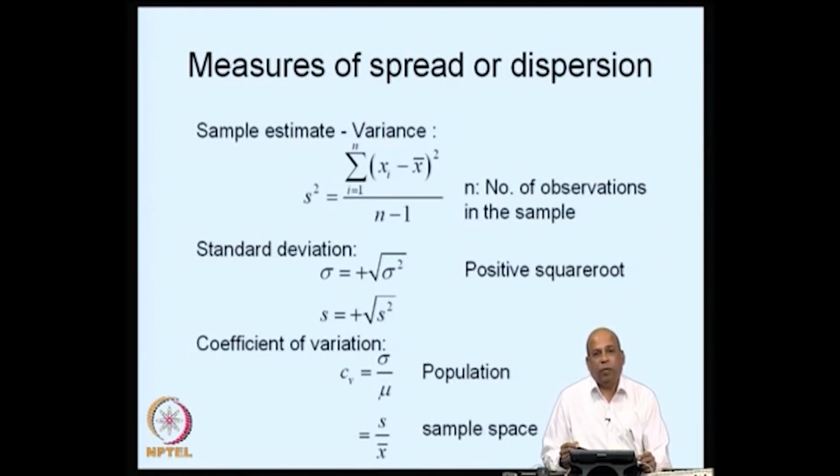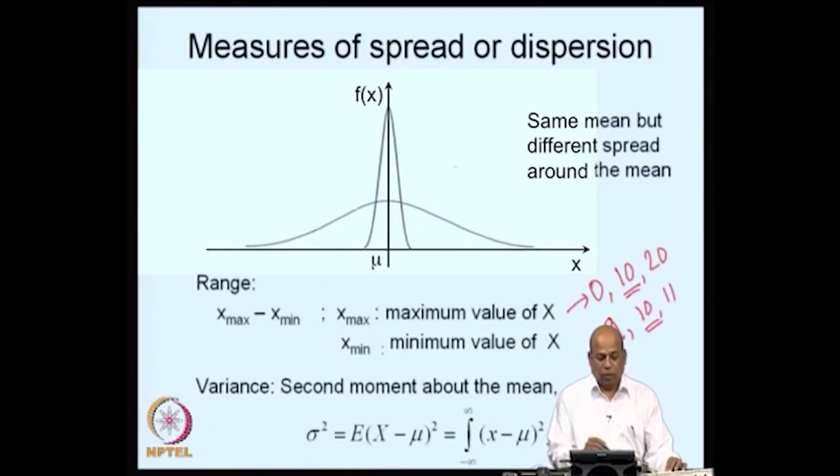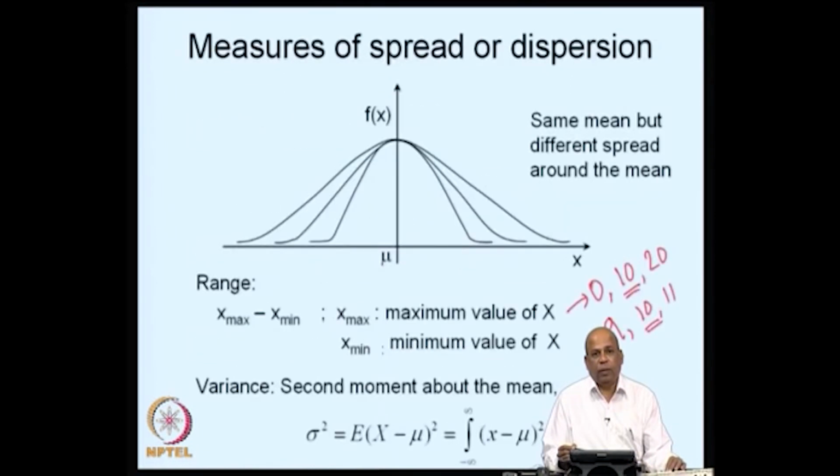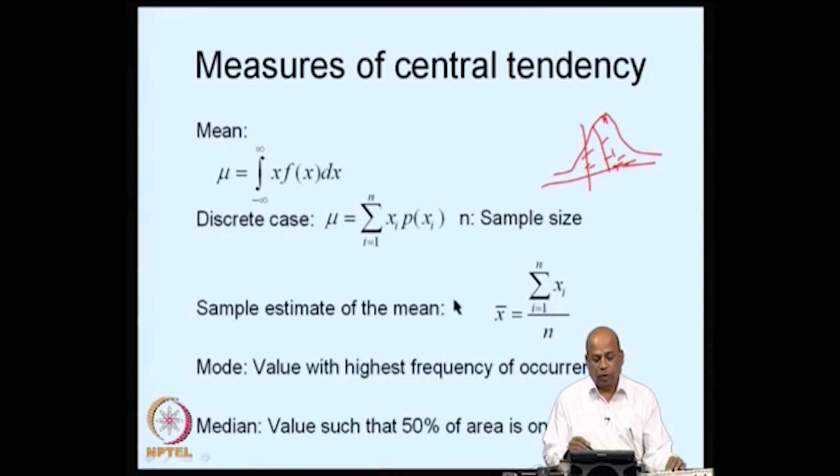The sample estimate for the variance, again recall that we have defined this for the population. This definition is for the population, and the sample estimate for that is given by summation i equal to 1 to n of x i minus x bar the whole square divided by n minus 1. In the case of the mean, the sample estimate was given by the summation of x i over n. So, n is the sample size.